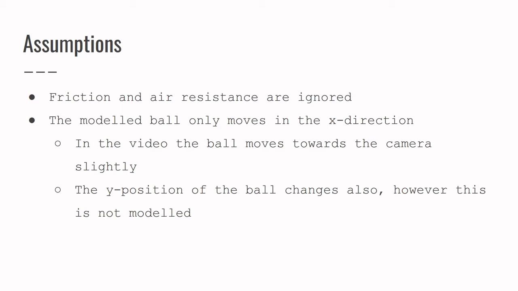So next we're going to talk about the assumptions made in the model. Both friction and air resistance are ignored for the simplicity of the model. But obviously in real life, both of these forces affect the basketball and it would eventually slow down, whereas in the model it would keep going with that same constant velocity forever. The model ball also only moves in the x direction, whereas in the video we saw that the ball moved towards the camera slightly as it moved away from that center line on the table. Also in the recorded data, we know that the y position of the ball changes as the table wasn't quite level. But this isn't accounted for in the model, and it may affect our results later.